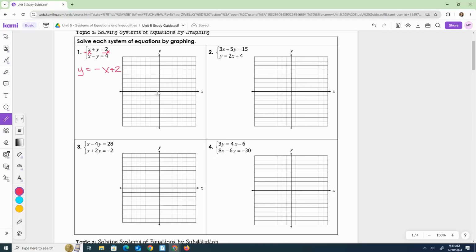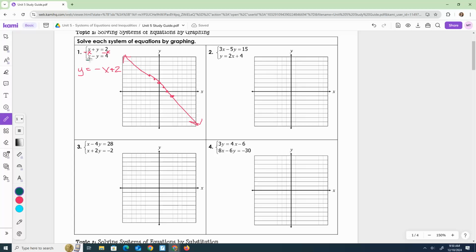Then how do I graph that? Go positive 2. Y-intercept 2. Slope is negative 1, so down 1, right 1. Or you could go up and to the left. And then you use your ruler and draw me a nice lovely line. This is where I have a ruler up here. My lines are not very straight. Okay, second one.